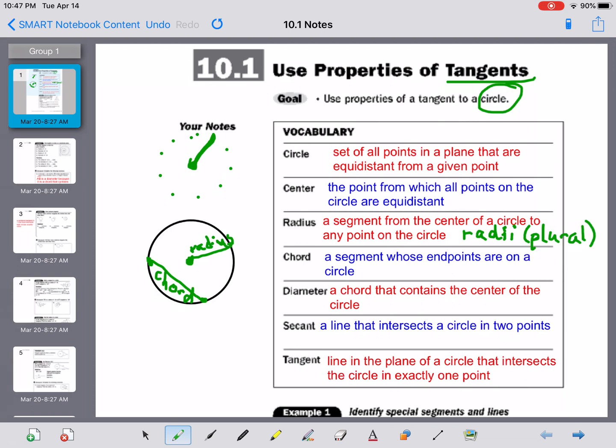All right, next one is a diameter. And this is also a chord, so notice it is a chord, but it needs to go through the center of the circle. So its endpoints are on the circle, but it goes through the center, and we'll call that a diameter.